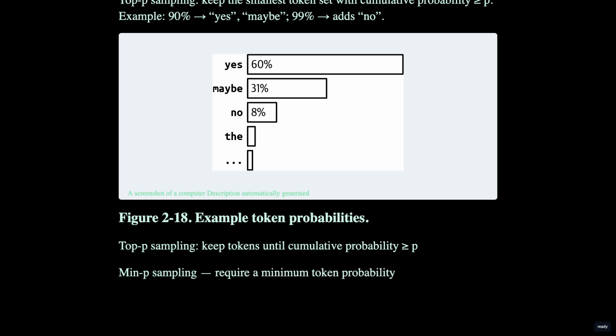Min P sets a floor on token probability. Any token whose probability is below the chosen threshold is ignored during sampling. This prevents extremely unlikely tokens from being chosen, while still allowing diverse outputs from the remaining, sufficiently probable options.